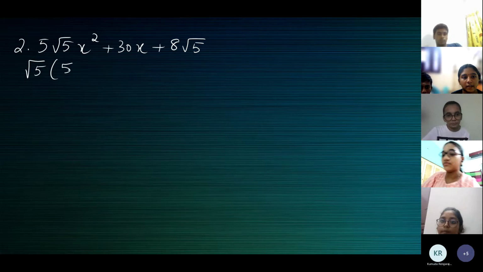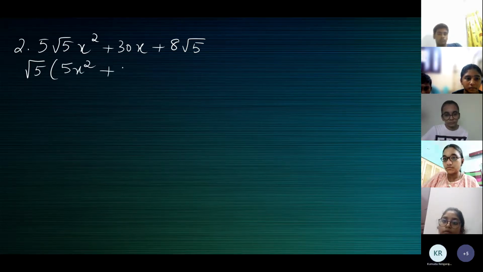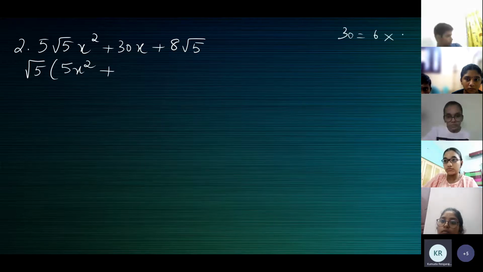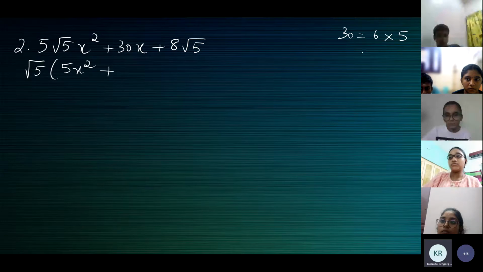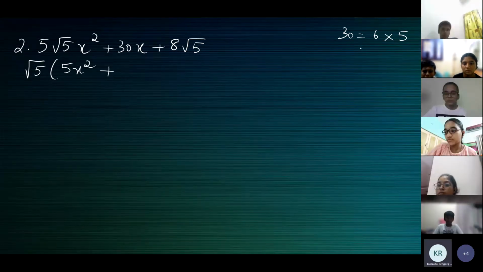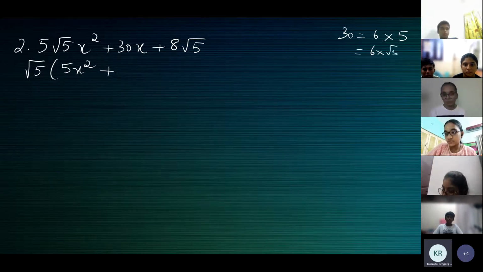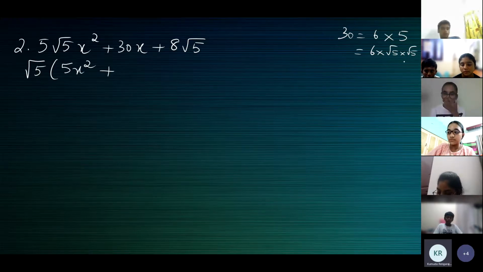5x square, ma'am. 5x square plus. Now 30 is what? 6 into 5, ma'am. Let me just say so that all of us understand. So 30 is 6 into 5 and 5 can be further written as root 5 into root 5. So 30 is basically 6 into root 5 into root 5.